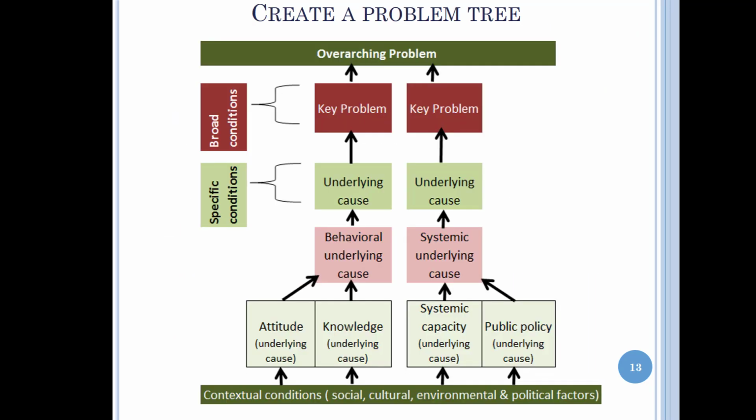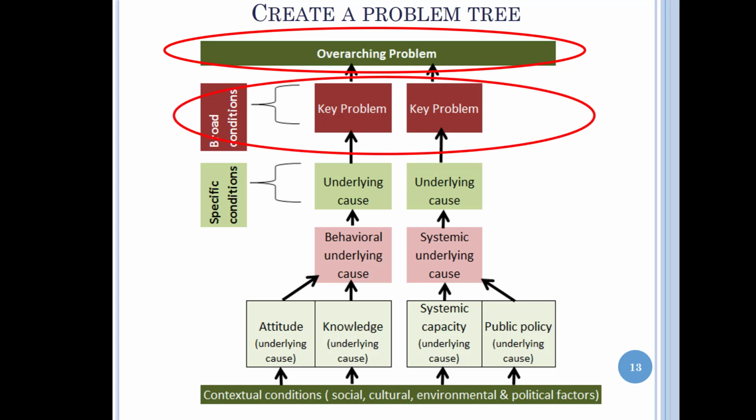Also, don't forget when creating a problem tree, you always go top down. First, you brainstorm on the overarching problem. Maybe if you're working for a development agency or a donor call, this overarching problem is already pre-formulated. So you start by brainstorming on the broad conditions, the key problems that are causing this overarching problem.